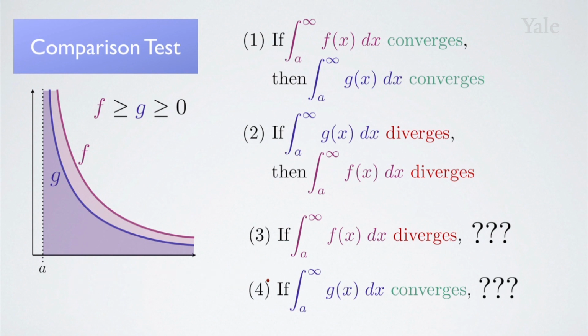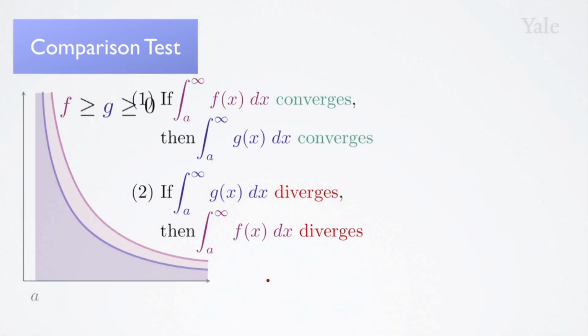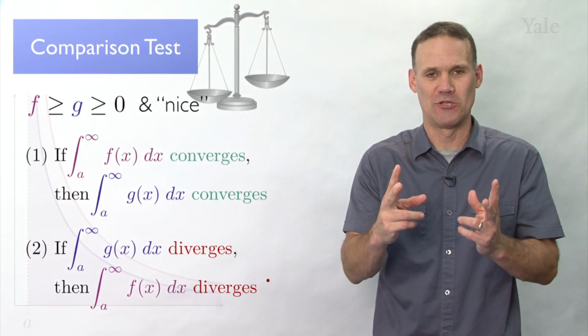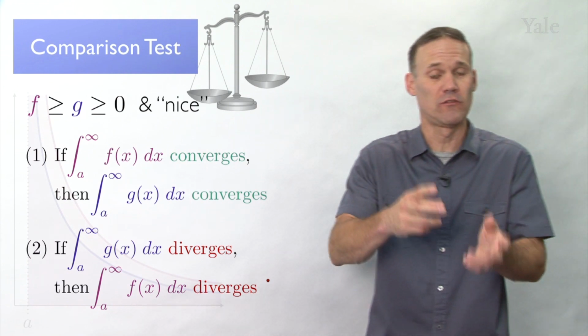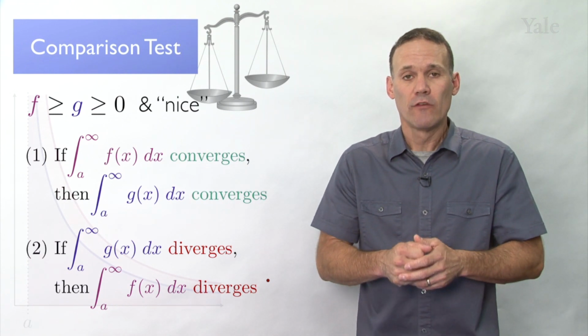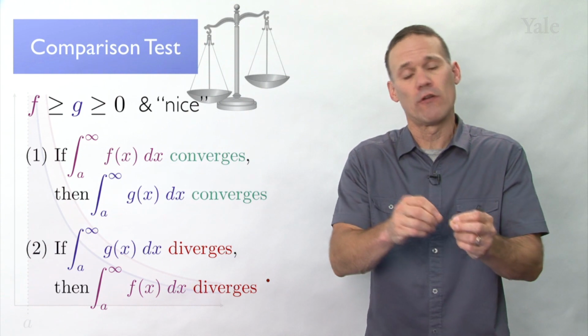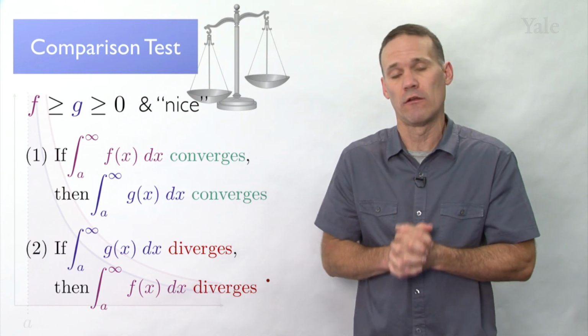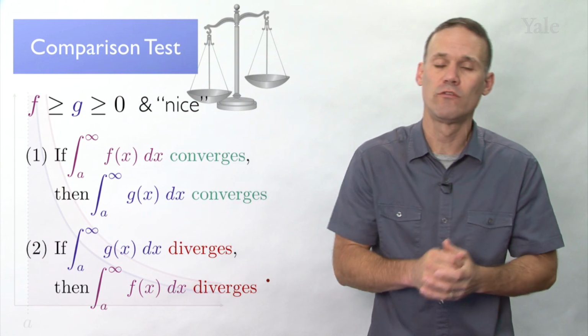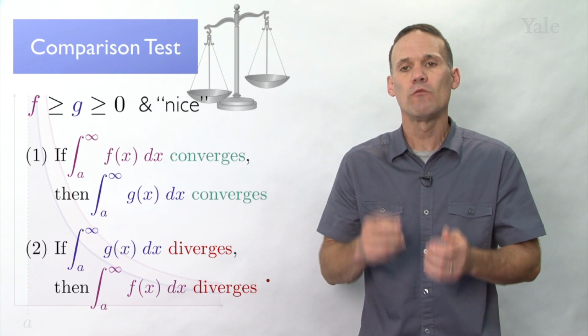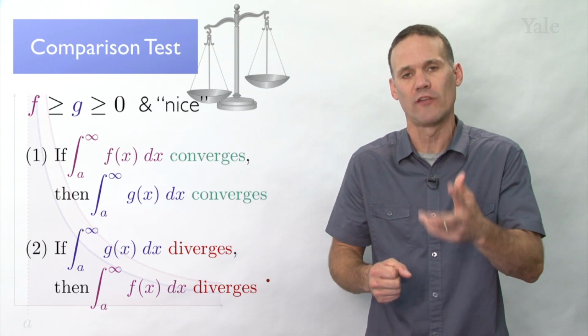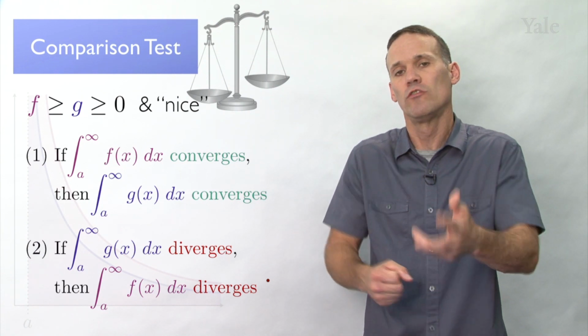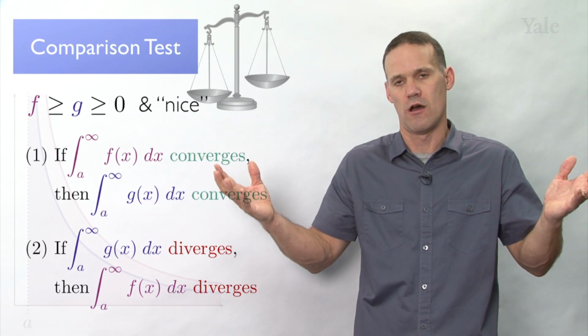Okay, where are we at? The comparison test says that if we have two nice functions, and nice means they're continuous over our domain. It also means that f is greater than or equal to g, and g is greater than or equal to 0. If we have those two scenarios, then we can draw two possible conclusions from that. And then two conclusions in which we don't really know what's going on.